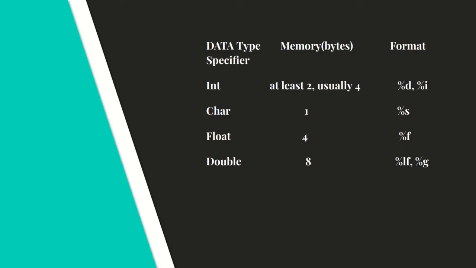For float and double, both are more or less equal, and the only difference is the memory size. If we want some number after the decimal point, we need to use float or double. Float takes 4 bytes of memory and double takes 8 bytes of memory. Okay, so let's have an example one by one.